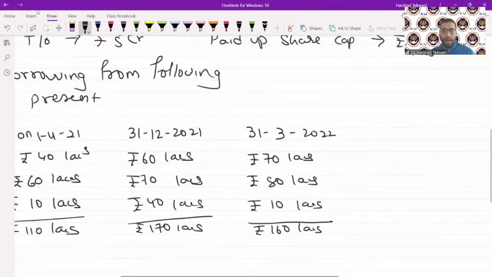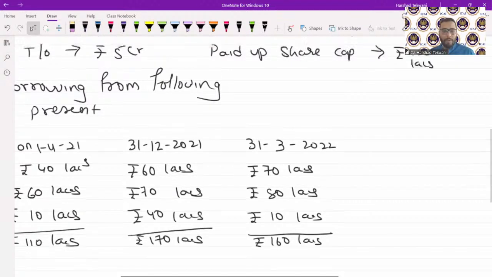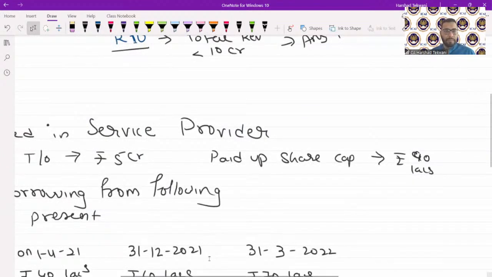Let's say this is same. So this 70 to 80 increase, but this 40 to 10 decrease during the year. So as of closing, 160 is the balance. So this is same. Okay. And one more condition I'll change over here is, let's say this is not 5, but this is 2 CR.